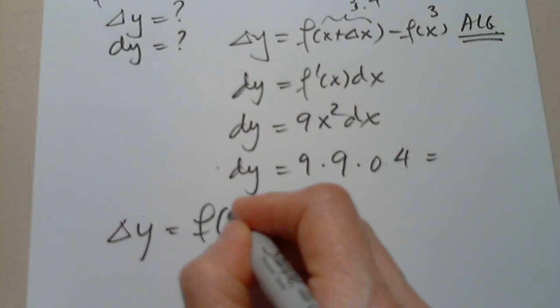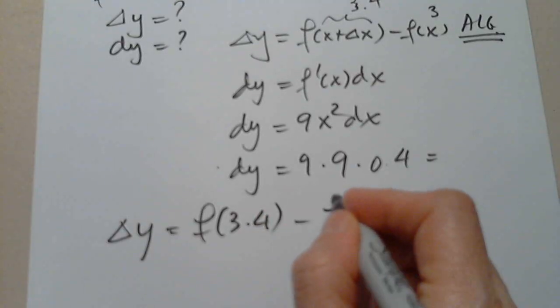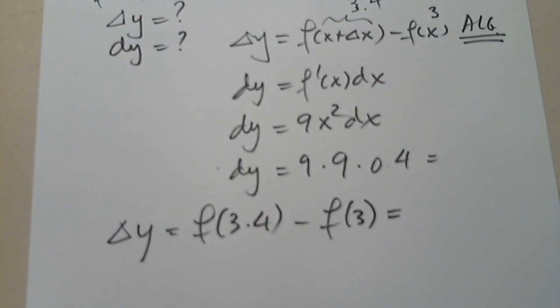I have to evaluate f at 3.4 and evaluate at 3. That's all I need to do. Is this clear so far before we use the calculator to complete the problem? Yes, yeah, I'm following along.